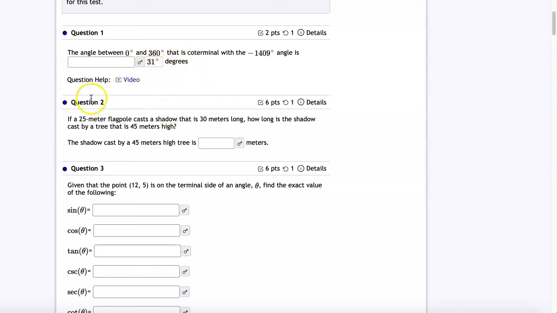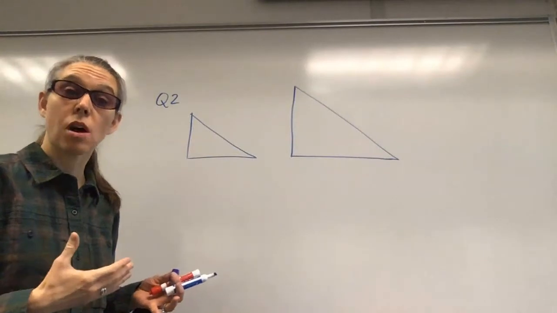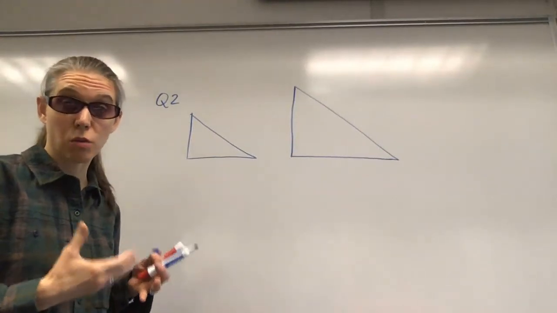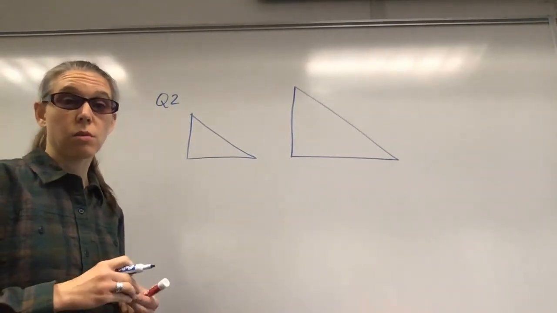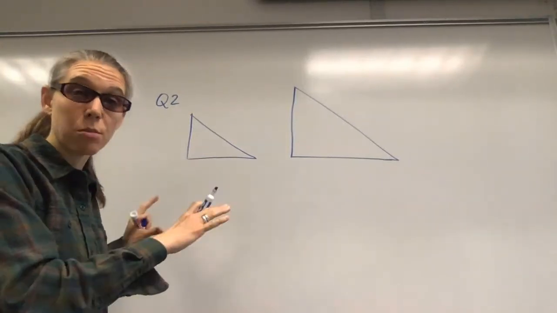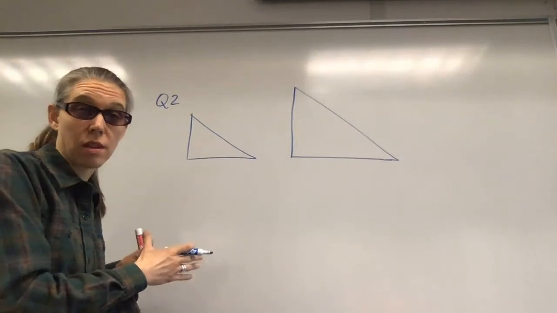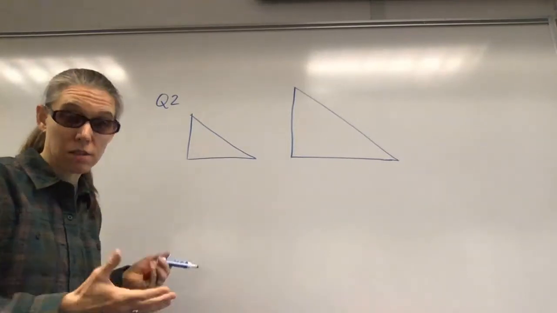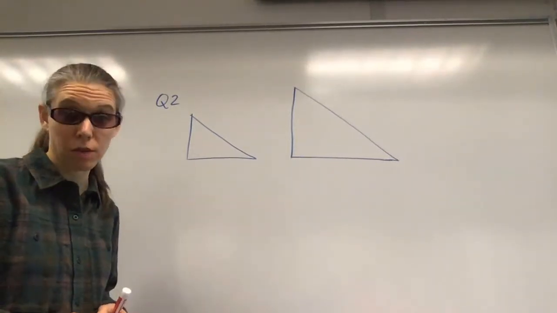For the next question, we have a 25-meter flagpole casting a shadow that's 30 meters long, and we need to determine the shadow for a tree that is 45 meters high. This is one of the problems where you are required to show your work and upload your work. So we want to make sure that we draw diagrams and completely label them and then use a proportion. That would be the work that you would need to provide to me to get full credit for this problem.